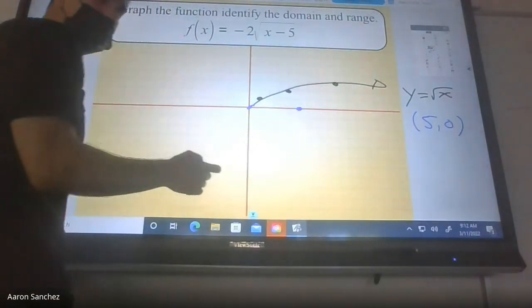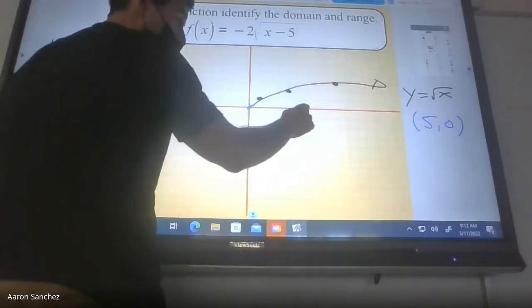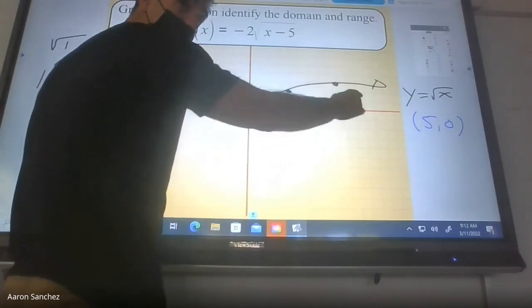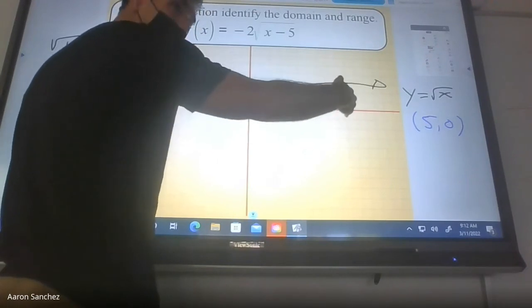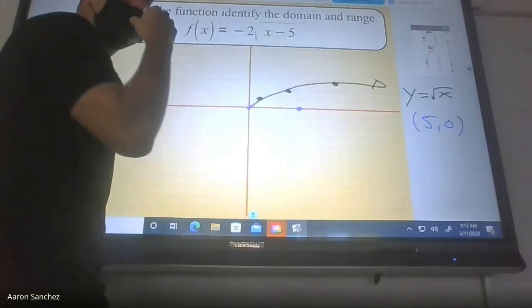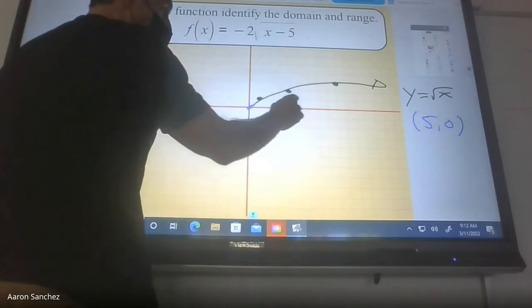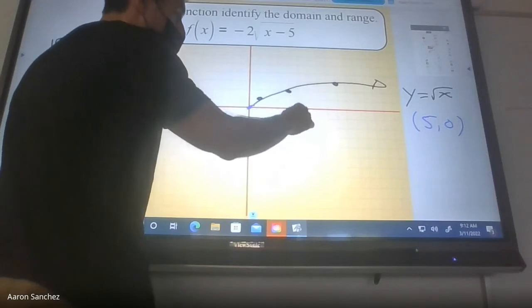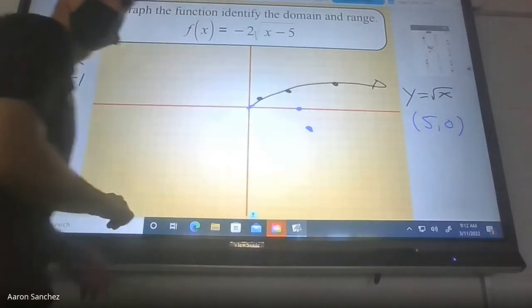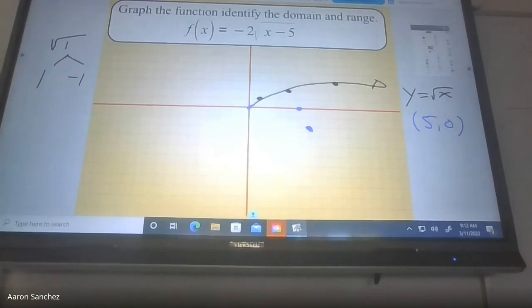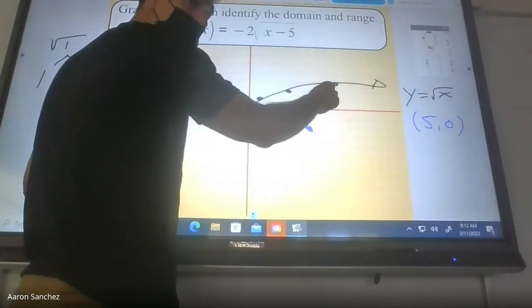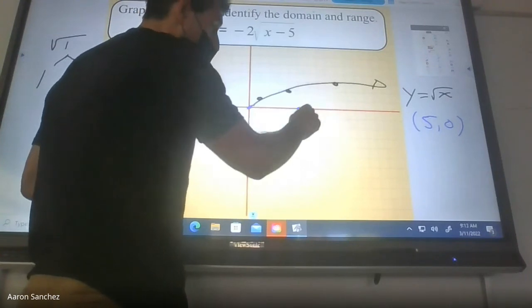Now, parent function, over 1, up 1. Over 4, up 2. So now I just shifted everything over here. But I have to multiply by negative 2. So instead of over 1, up 1, what's 1 times negative 2? So I go down 2. Instead of over 4, up 2, what's 2 times negative 2? Negative 4.